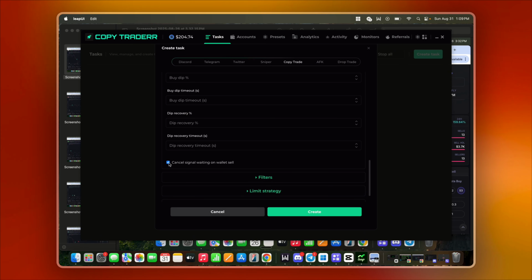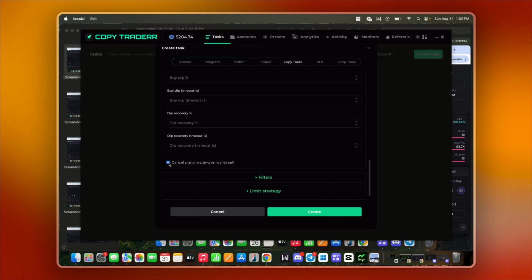That means if your target wallet buys a token and you are waiting for the token to dip in order to enter, and the wallet sells that token, you are no longer going to buy it because obviously the person you are copying does not think this is a good token to hold anymore. So why would you want to enter on a dip? You don't want to enter on dying tokens. You want to enter on winning tokens.